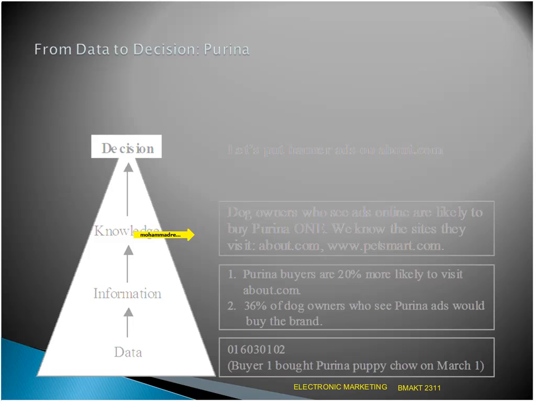Dog owners who see ads online are likely to buy Purina and Purina 1. We know the sites they visited, about.com, www.postsmart.com, and all of those things. And at the end, you can create a significant decision out of that information: let's put a banner ad on about.com. So this is how you decided to create this banner and pay for it, because you believe your buyers are going to go through websites and there is a high chance of purchasing your product.